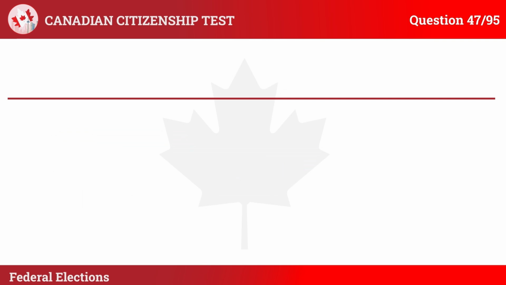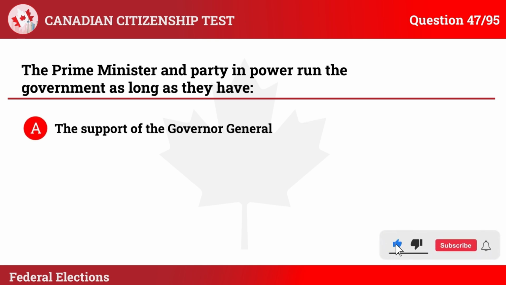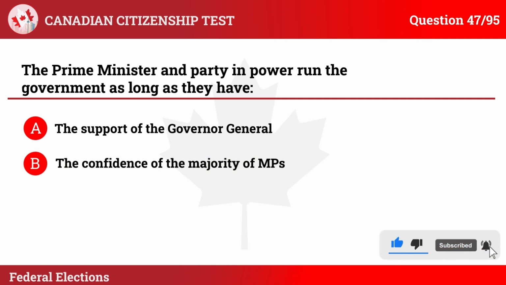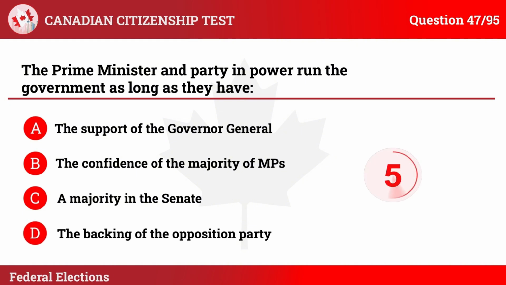Question 47. The Prime Minister and party in power run the government as long as they have A. The support of the Governor-General. B. The confidence of the majority of MPs. C. A minority in the Senate. D. The backing of the opposition party.